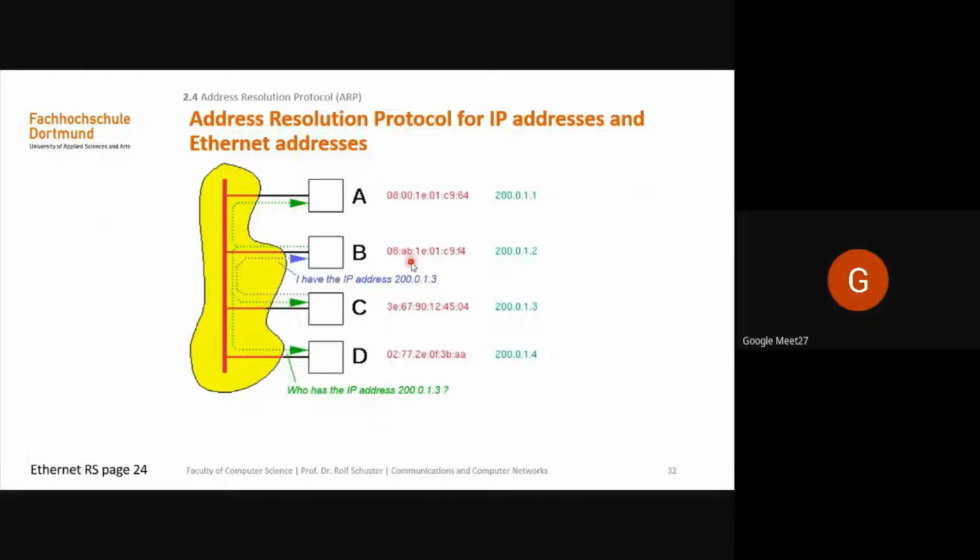And in that way, this node could obtain the corresponding MAC address to the IP address to which the B node needs to send an IP datagram, for instance.